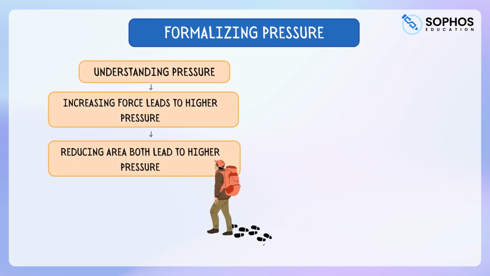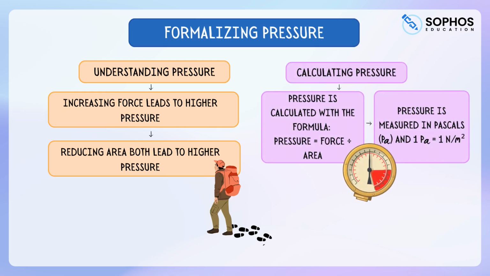In today's lesson, we started by building an intuitive understanding of pressure, recognizing that increasing force and reducing area both lead to higher pressure. We then introduced the formula for calculating pressure, defining the key variables. We also discussed that pressure is measured in pascals, where 1 pascal equals 1 newton per square meter. This lesson provided a comprehensive understanding of how to calculate and interpret pressure in various scenarios, which is essential for analyzing forces in fluids and will be fundamental for more advanced physics topics.